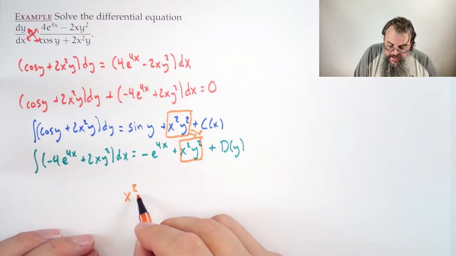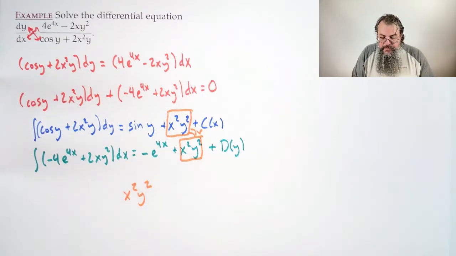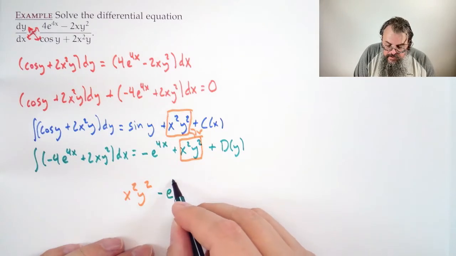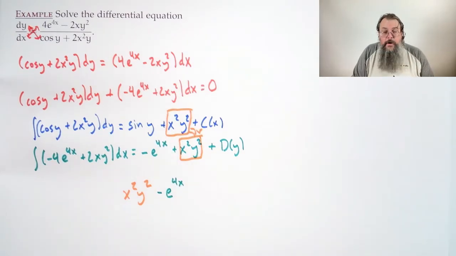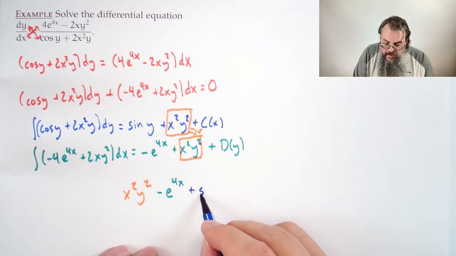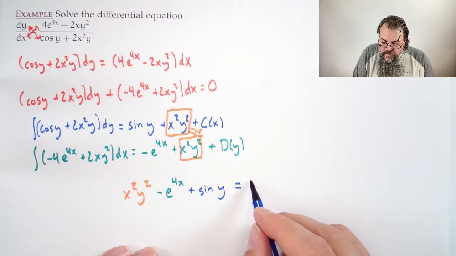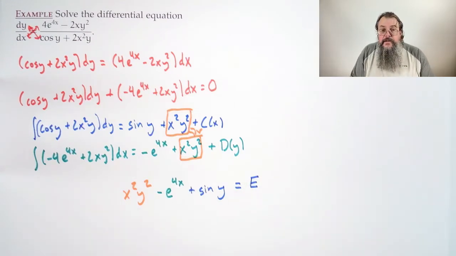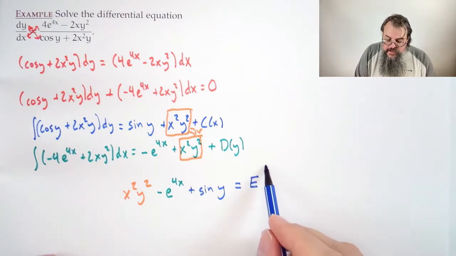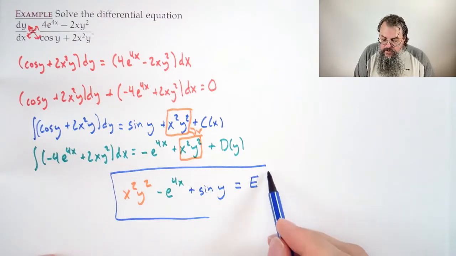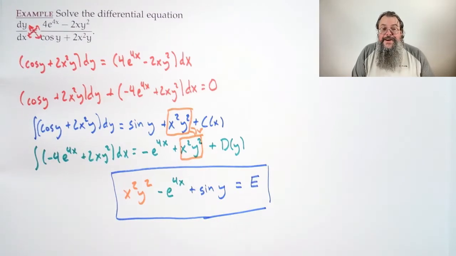The parts that match, we write that down. The parts that just depend on x, we write that down. And then the parts that just depend on y, we write that down. And finally we say, okay, and this is equal to some unknown constant, and there's no other information, no initial conditions, and therefore we're done.